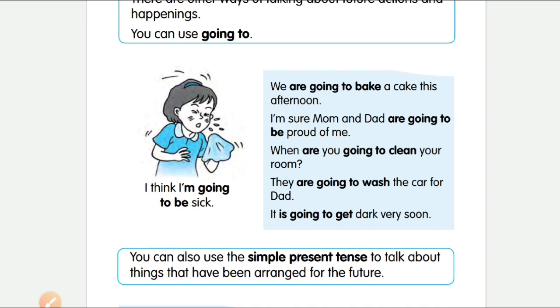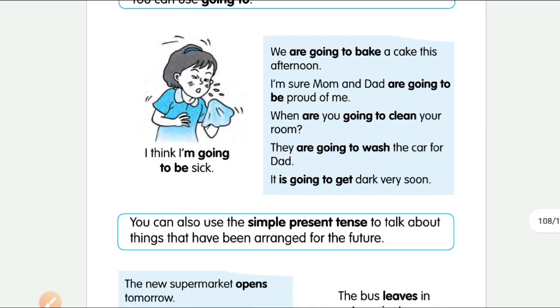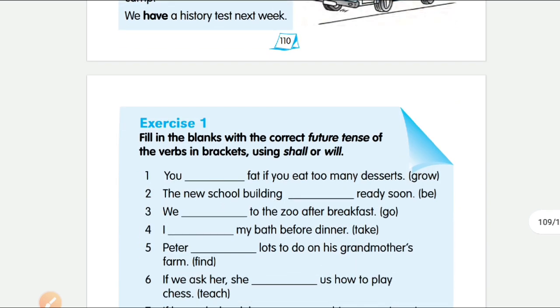But before using "going to", you have to remember the subject. If it is we, then we will write we are going to. If it is I, then we will write I am going to. If it is it, then we will write it is going to. So you have to remember this formula.